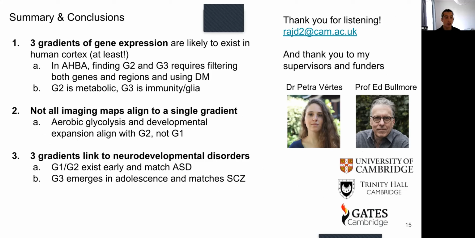The second takeaway is that not all imaging maps align to a single gene expression gradient. In particular, aerobic glycolysis, developmental expansion, and some other maps align with G2, not with G1. And thirdly, these 3 gradients are linked to neurodevelopmental disorders. G1 and G2 exist early in development and match with autism spectrum disorder, whereas G3 emerges in adolescence and matches with schizophrenia. So that's all our results so far.